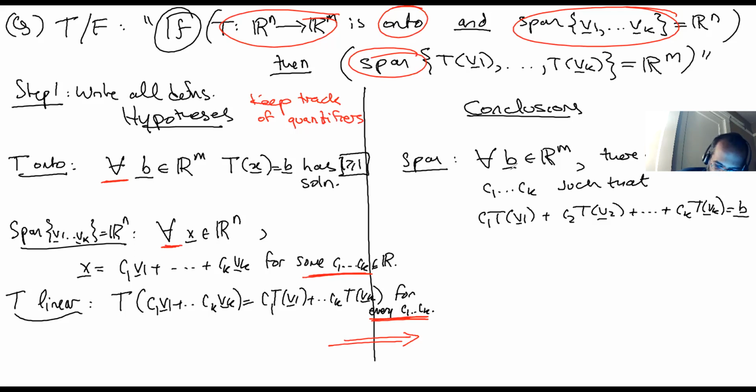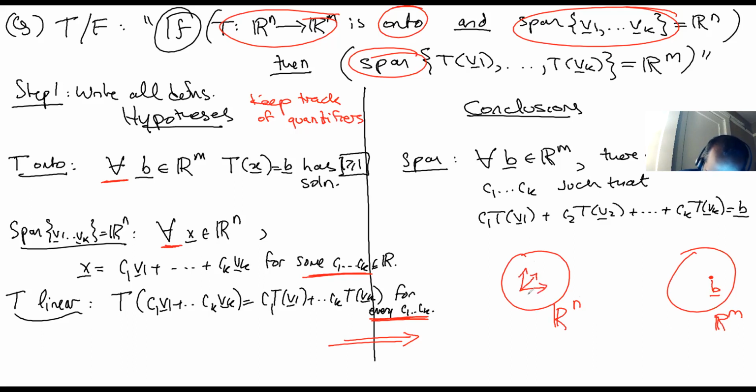Well, so I need to show that for every B, there's a linear combination like this, right? So the picture is something like there's R, also draw cartoons, it doesn't hurt. There's a B sitting over here, and I need to show inside Rn here, there's some set of vectors V1 through Vk that spans Rn, and I need to show that T of those vectors spans B, right?